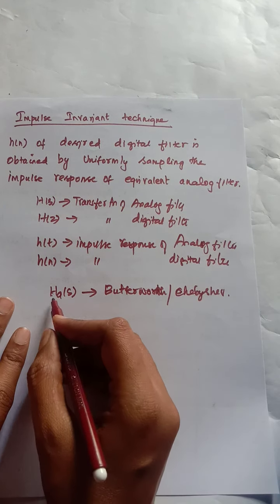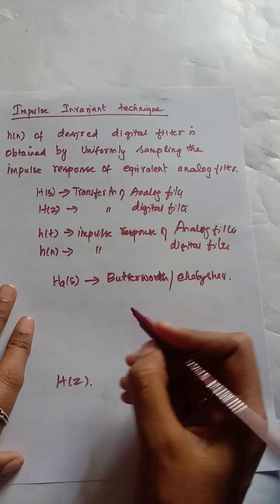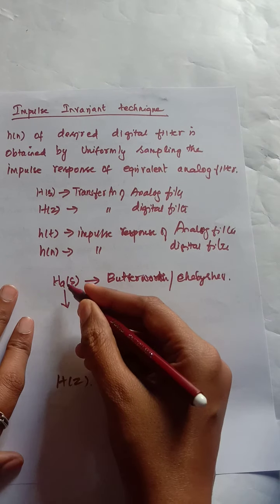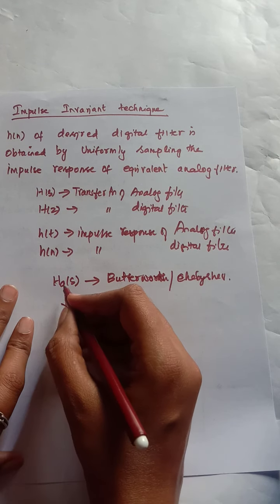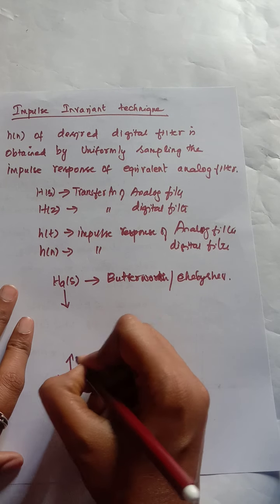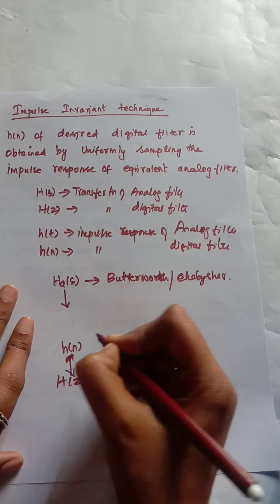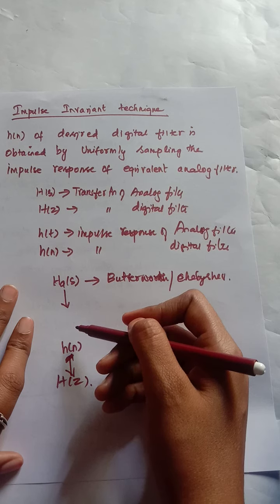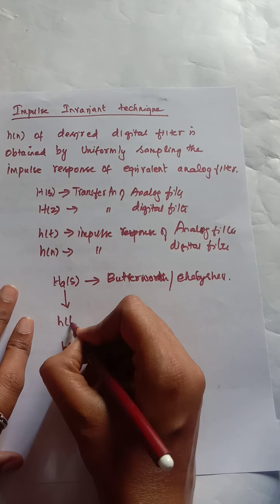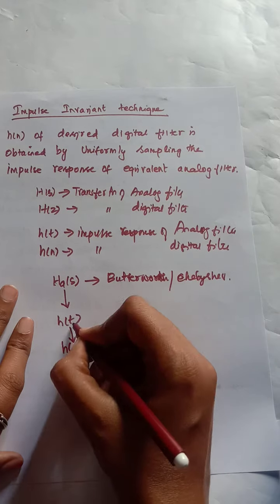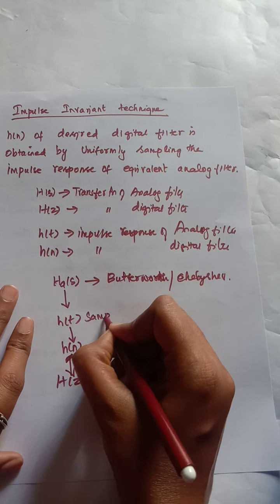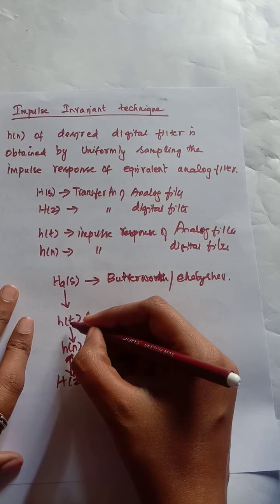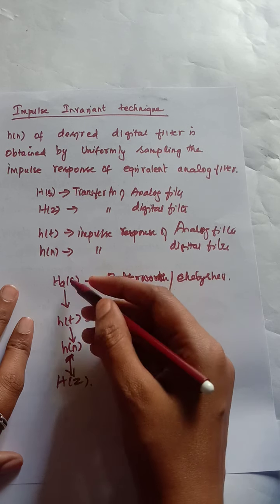Now we need to obtain H of Z. Directly we may not be able to obtain H of Z from Ha of S. In order to obtain H of Z, first we need H of n, and from h of n we will get H of Z. We obtain h of n from h of t just by sampling h of t. From Ha of S we obtain h of t. So this is the procedure.